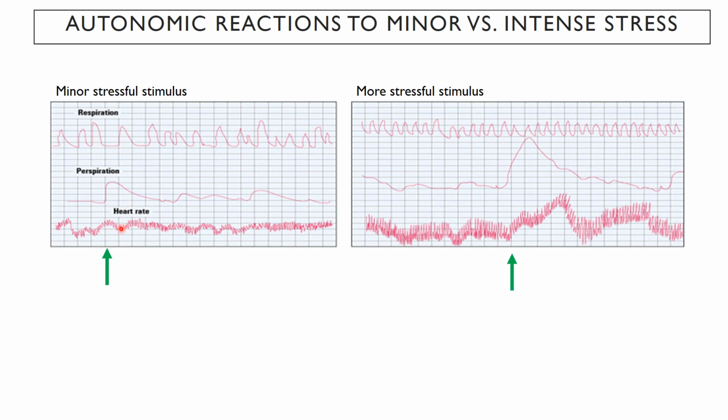You're going to see some subtle changes in heart rate, that it's relatively elevated compared to the baseline, just a bit. There's an increase in perspiration initially, and the respiration seems to increase a little bit too. Under more stressful stimuli, we see a substantial increase in perspiration. We see a substantial increase in heart rate. And we see a quickening of the respiration response.